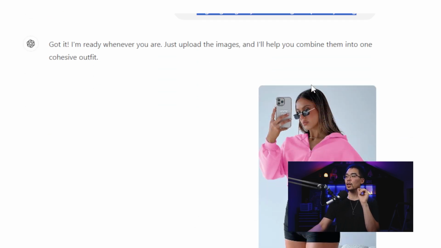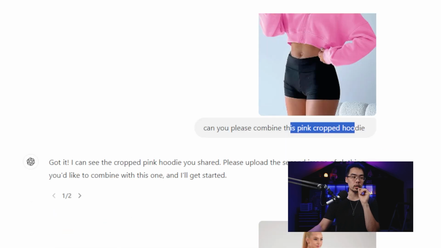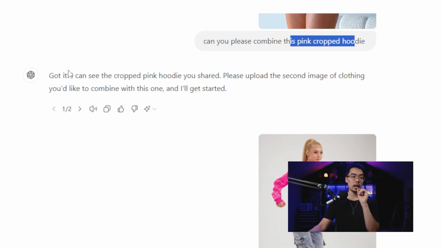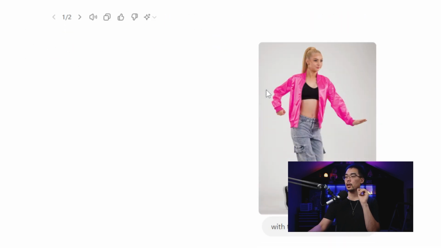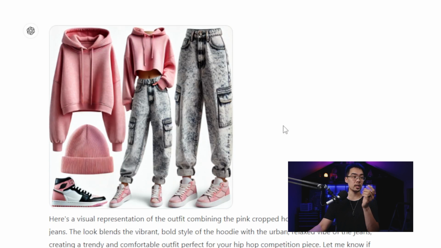So I uploaded the first screenshot and I said this pink cropped hoodie, and then it said got it. And then I gave it these acid washed jeans. And look, this is the render that it gave me, which is super cool. It even gave me a beanie, the shoes to go with it, and all that kind of color scheme.